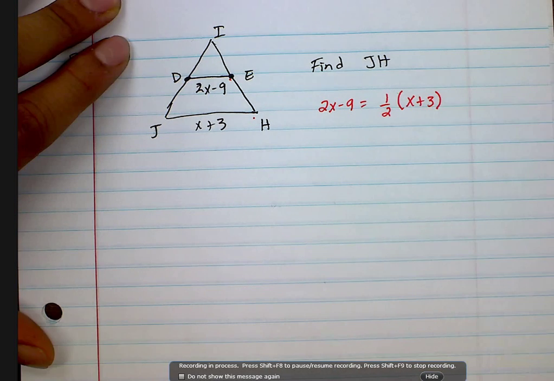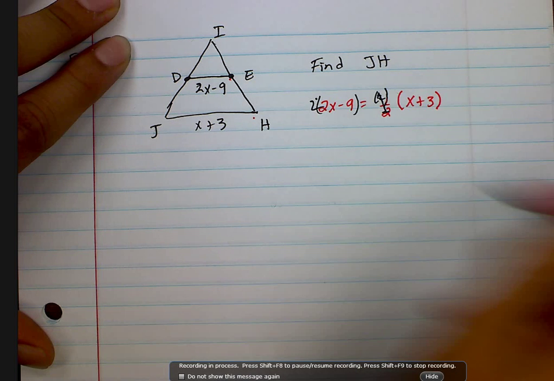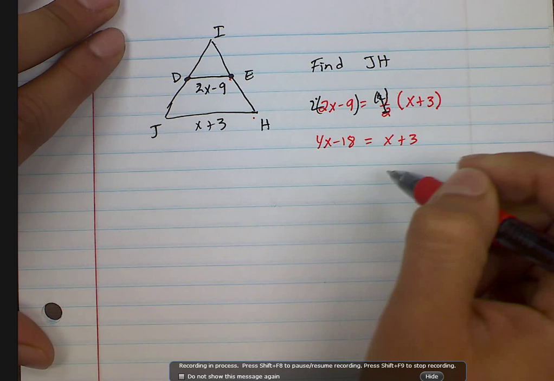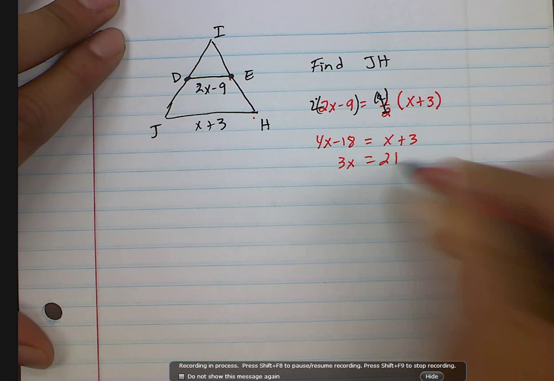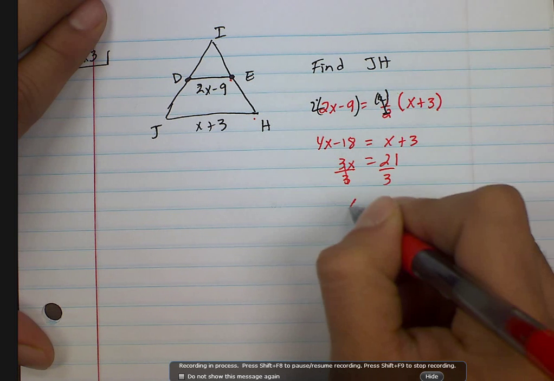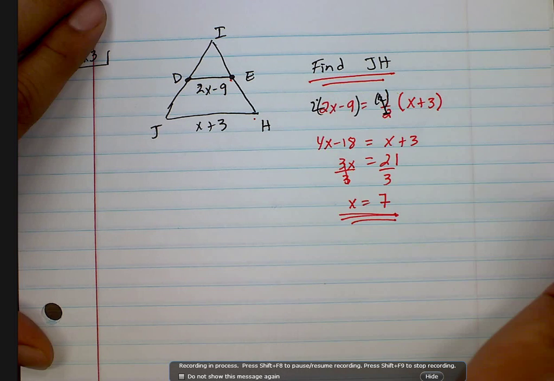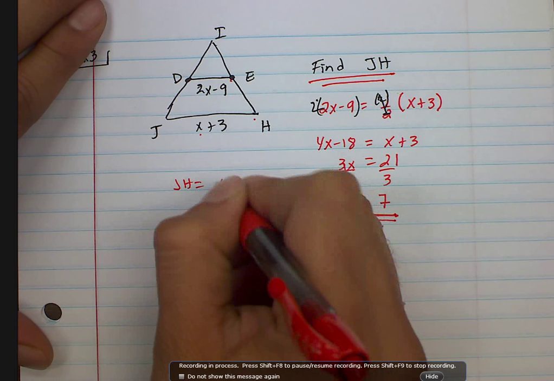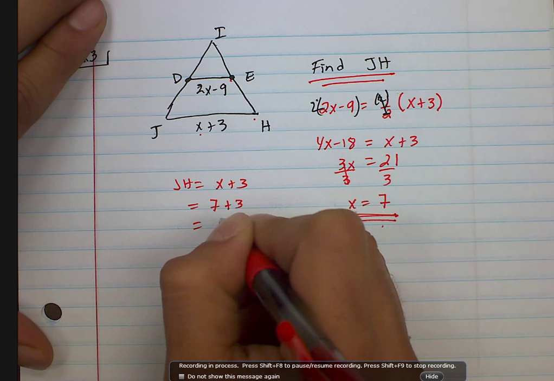Again, I'm going to get rid of the fraction by multiplying each side by 2. That makes a 1, and this side by 2. So now I get 4x minus 18 equal to x plus 3. What you do after, you subtract the x, so now you get 3x, and then you add 18, and you get 21. You divide each side by 3, and now you have x equals 7. Now, that's part of the problem, but that's not what they want us to do. They want us to find JH. So all you have to do is plug it in. JH is x plus 3. All you have to do is replace the x with 7. So that means JH is equal to 10.